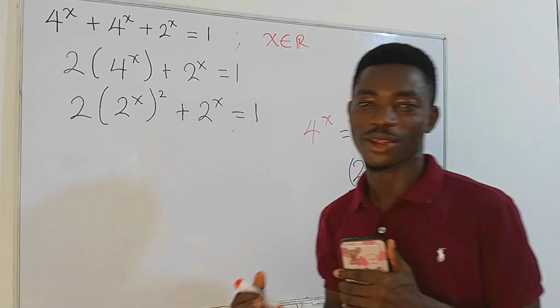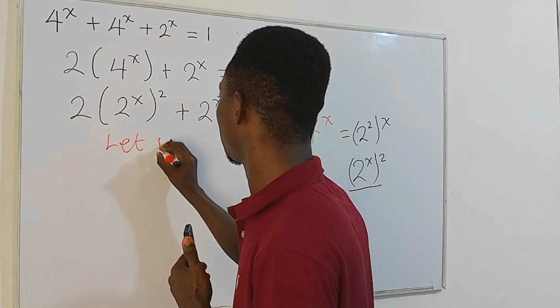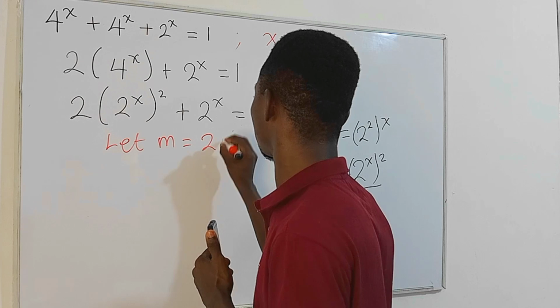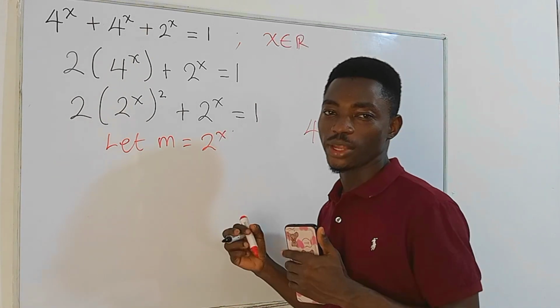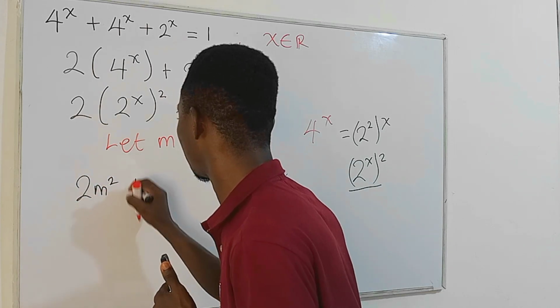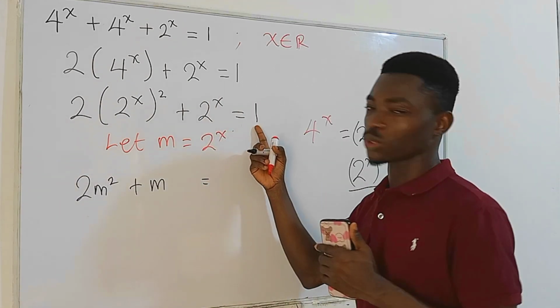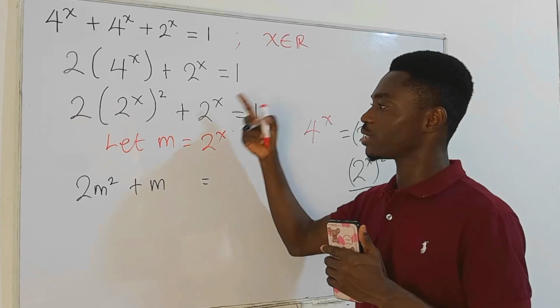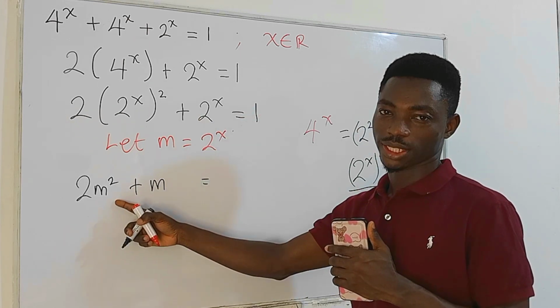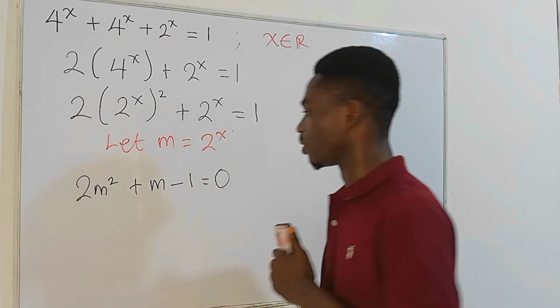And this time around, we can do substitution. I'm going to let m be equal to 2 to the power x. So our new equation is now going to be 2m squared, then plus m is equal to that. But this time, I'm going to transpose this one because we have a quadratic here. And to solve any quadratic, remember, you need to equate everything to 0.